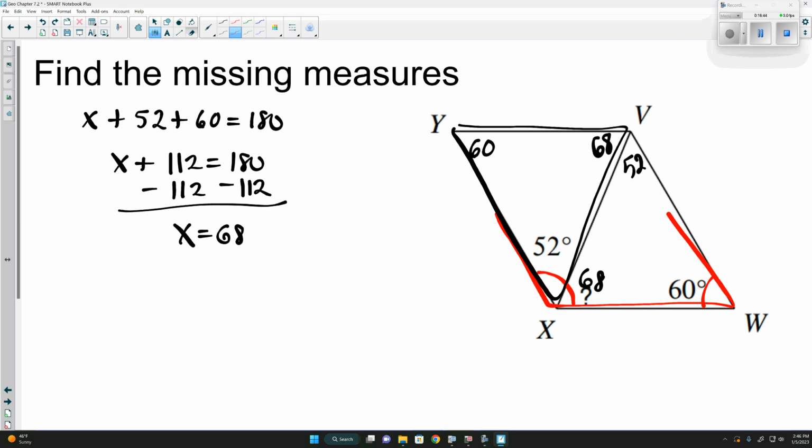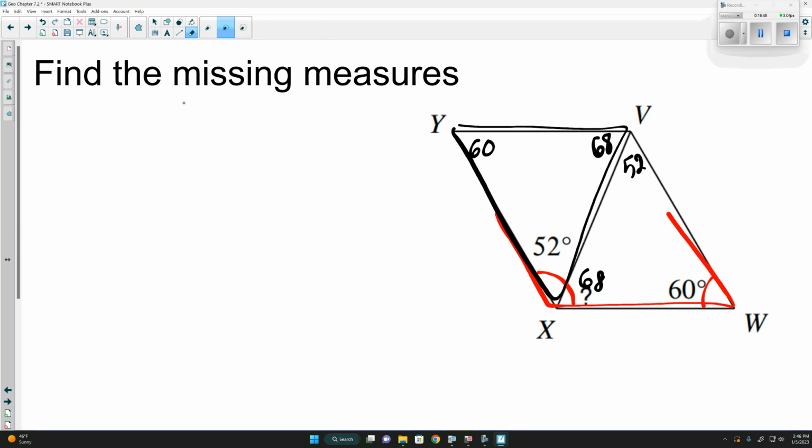And I mean, we could verify that because they are two triangles, yes? So 60 plus 68 plus 52 is, well, 68 and 52 is 120, and 120 plus 60 is 180. The sum of the interior angles of a triangle is 180. So that is it. Questions on this here?